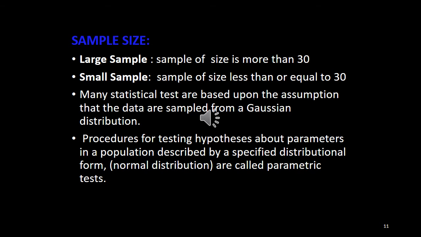If the sample size is large, then the distribution will be normal, the population will be well defined, its parameters are known, and then we select the Z test or T test for the testing procedure. And if the sample size is small, how small? Less than or equal to 30.